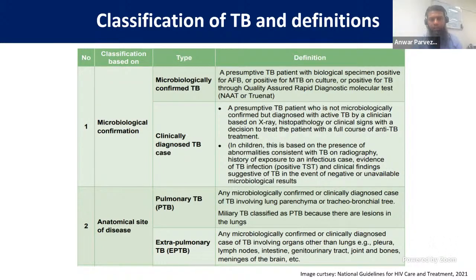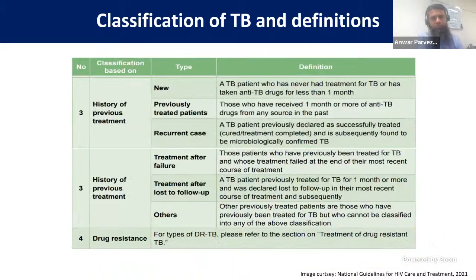And then extrapulmonary TB is any microbiologically confirmed or clinically diagnosed TB which is outside the lungs. So TB of bones, lymph node, intestine, genitourinary tract, meninges or brain, or anything else other than lungs, is called extrapulmonary. Now, based on previous history of TB treatment, there are many categories under this.